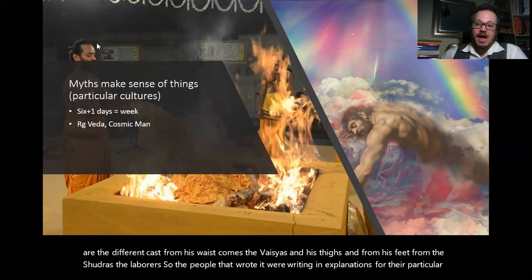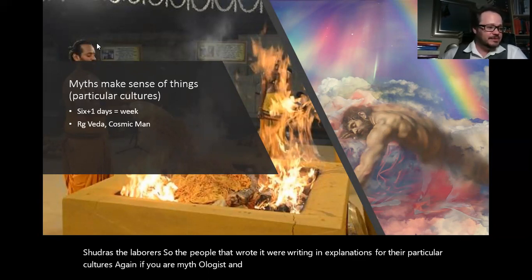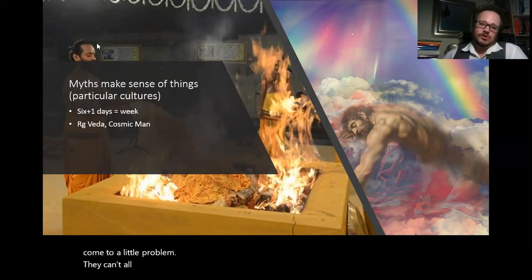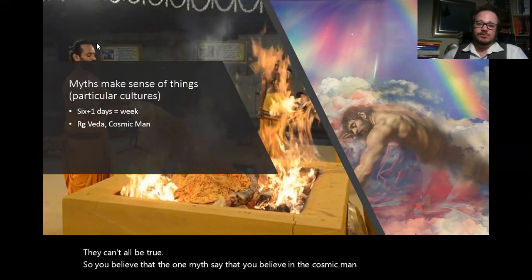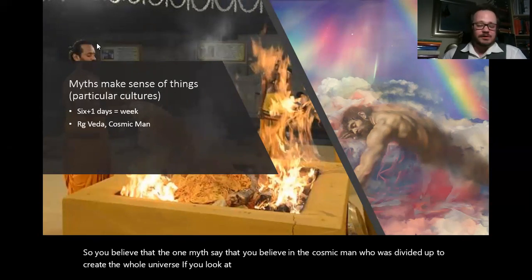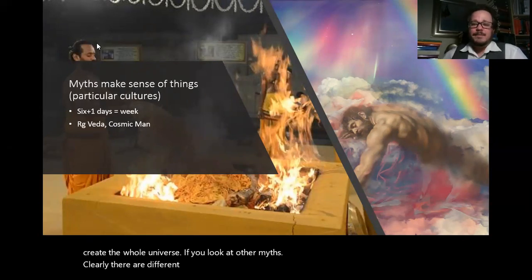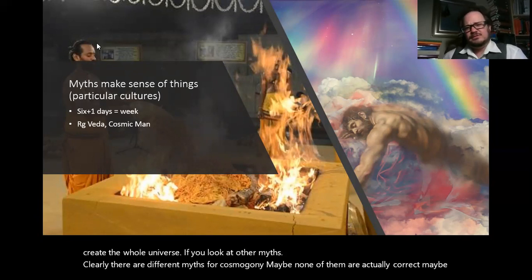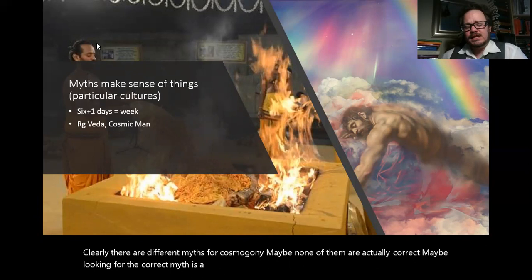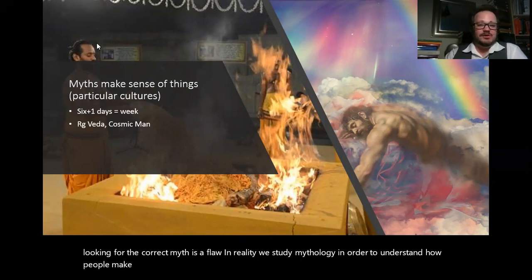Again, if you are a mythologist and you look at a wide range of myths, you come to a little problem. They can't all be true. So you believe in the cosmic man who was divided up to create the whole universe. Well, if you look at other myths, clearly there are different myths for cosmogony. Maybe none of them are actually correct. Maybe looking for the correct myth is a flaw. In reality, we study mythology in order to understand how people make sense of their cultures and of their lives.